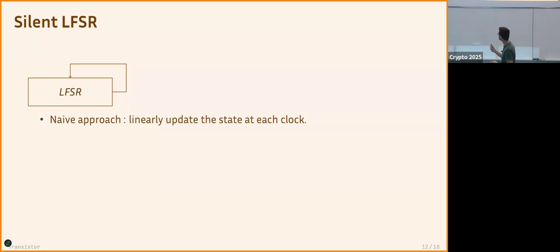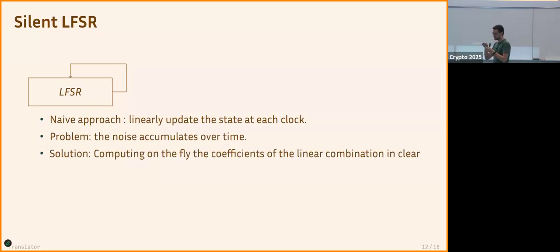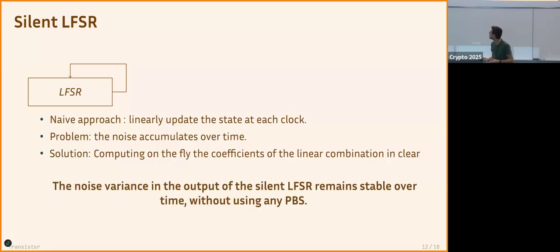But what you can do instead is take the dual approach. Since everything is linear, at any point in time I can compute a linear combination that yields the output with respect to the initial input. So at each clock cycle, we compute this linear combination instead of computing a new state. The consequence is that the output of this noiseless LFSR remains stable over time and it doesn't use any PBS. So that's great for performance.